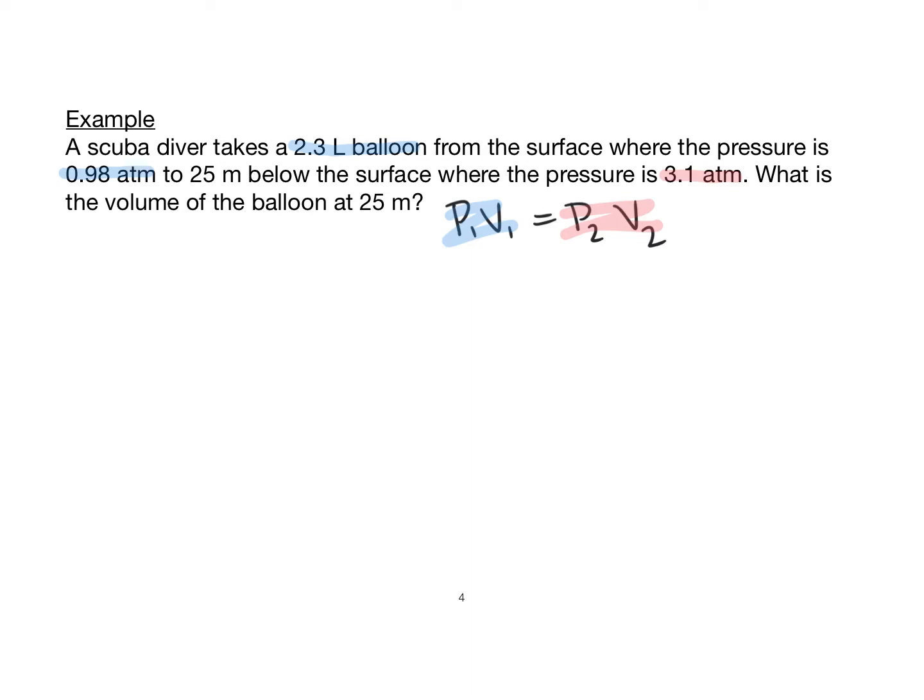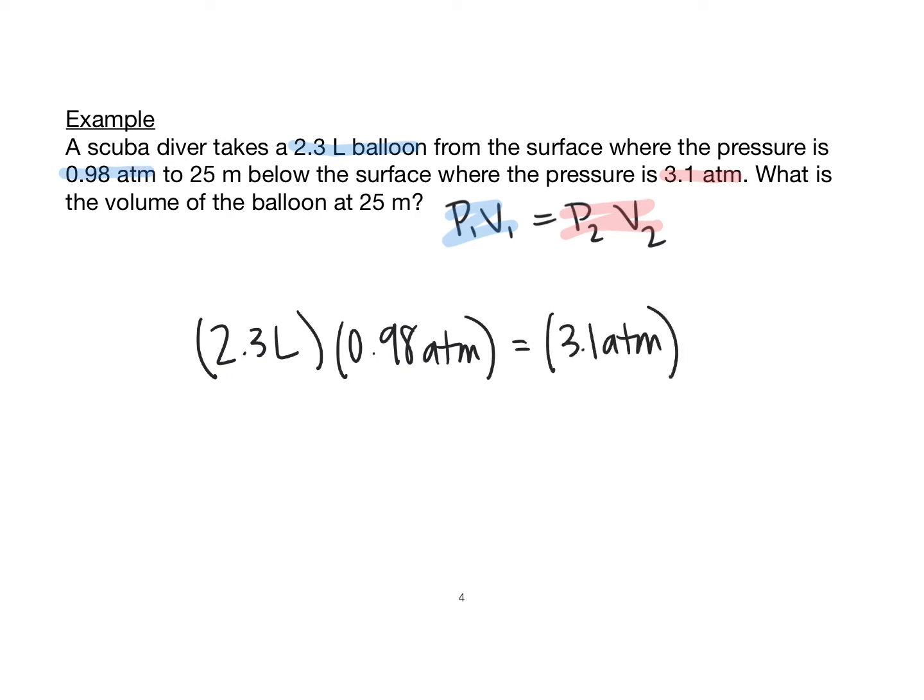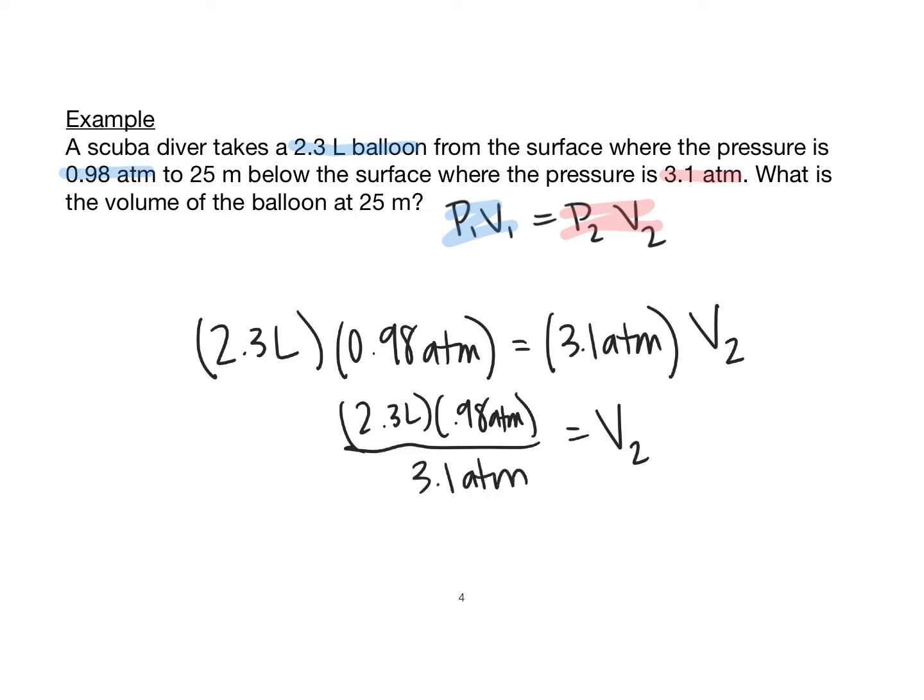So this calculation is 2.3 liters multiplied by 0.98 atmospheres, and that's equal to 3.1 atmospheres multiplied by V2. So we can solve for V2, which is equal to 2.3 liters multiplied by 0.98 atmospheres divided by 3.1 atmospheres. The atmosphere units will cancel, and V2 is going to be equal to 0.73 liters. So we can see that as the pressure increased, the volume decreased.